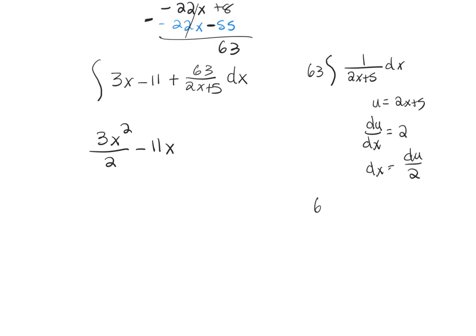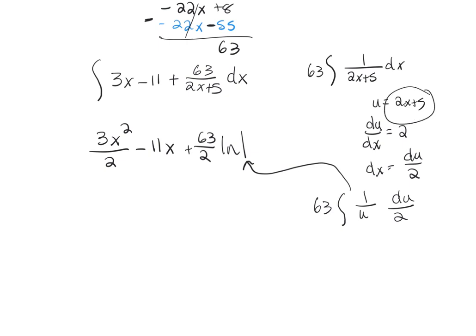So then I have 63 and the integral of 1 over u du over 2. So then I'm going to bring this over here. So now I have, let's see, 63 over 2. And then 1 over u, there's going to be natural log of the absolute value of, plug u back in, 2x plus 5 plus c.